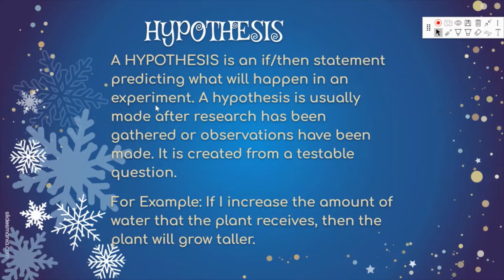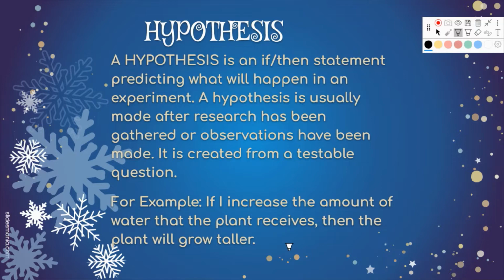And it's very important that it is testable, right? It has to be written in a testable form. So, for example, here, if I increase the amount of water that the plant receives, then the plant will grow taller, right? So you should be able to identify the independent and the dependent variable in this example. So in this example right here, which is the independent variable? All right, which is the dependent variable?